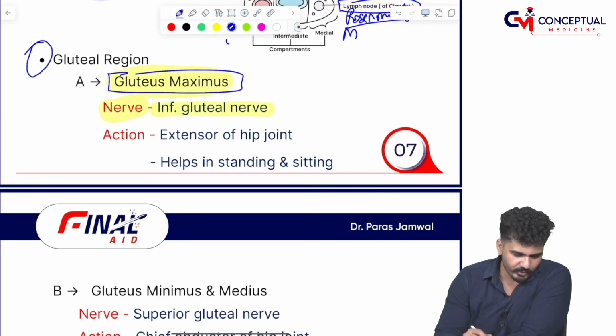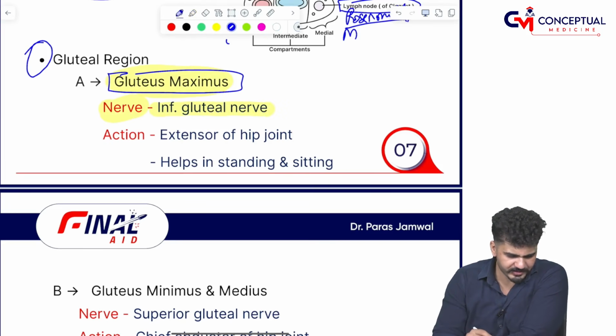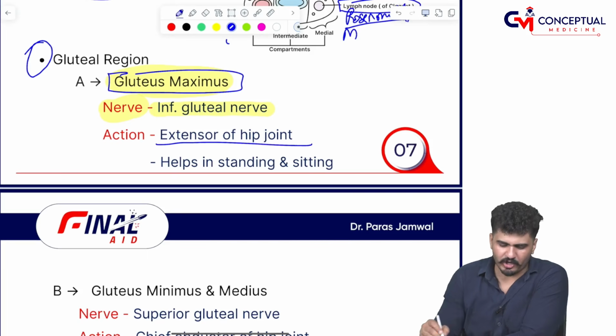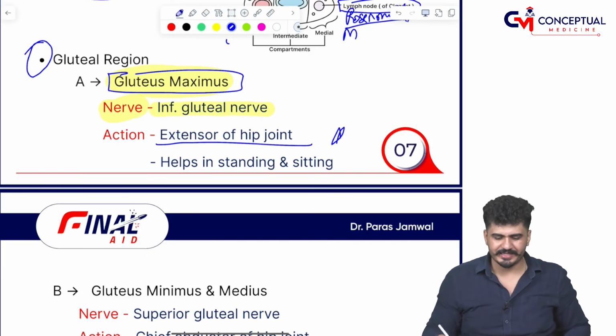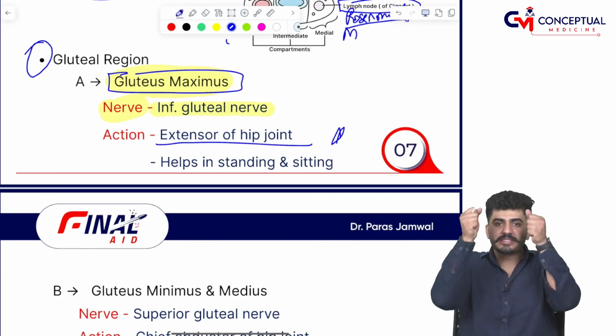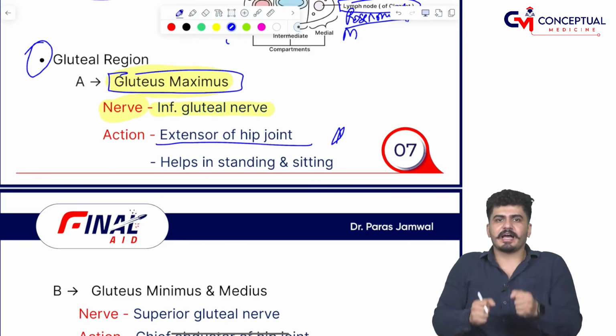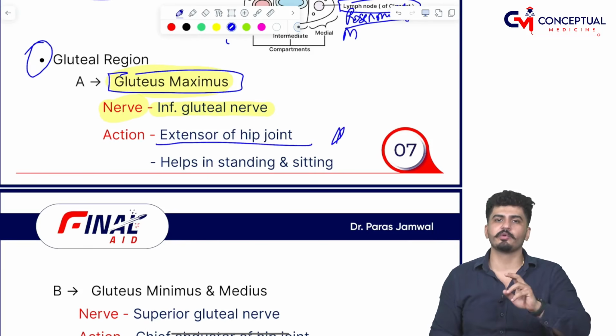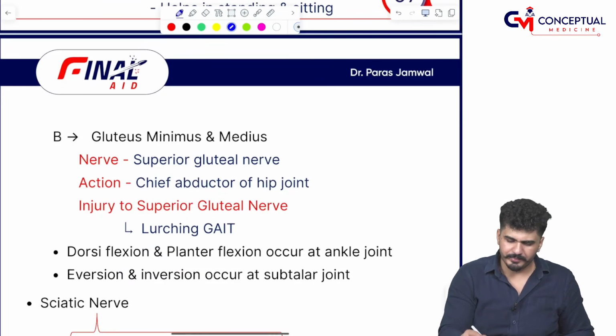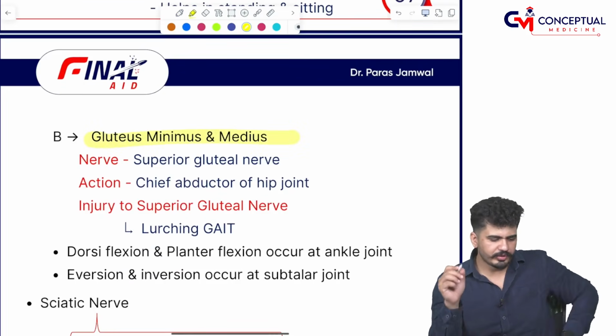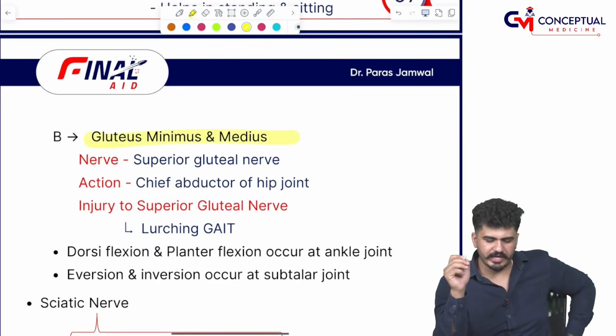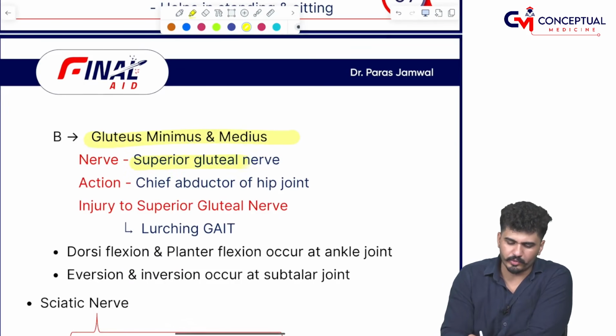What is the function of gluteus maximus? Extensor of the hip joint, helps in sitting and standing. Gluteus maximus, sit up, stand up, supplied by the inferior gluteal nerve. Now gluteus medius and minimus, my dear friends. The nerve supplied is the superior gluteal nerve.